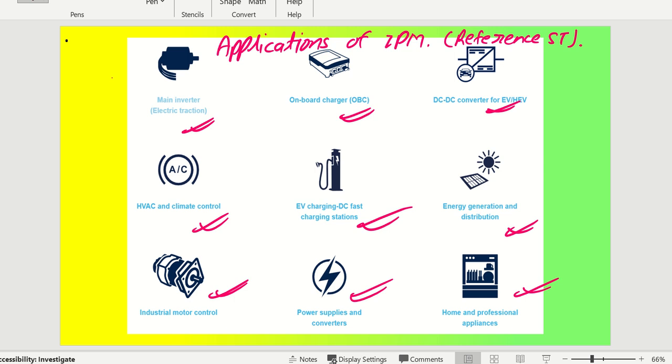There are various utilizations of these IPMs, basically in electric traction, or onboard chargers, or we have DC-DC converters for EV and HEVs. We have HVAC and climate controls. We have EV charging. Then we have energy generation and distribution like solar inverters I told you. Then we have motor controls or power tools and all. Then we have power supplies and inverters or converters. We have home appliances, very frequently it is being utilized in our induction heaters and maybe fridges, washing machines and all those things.